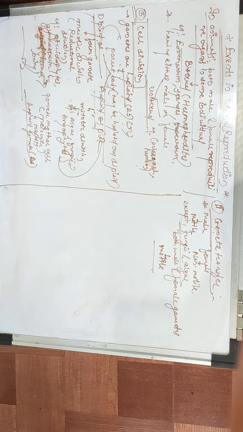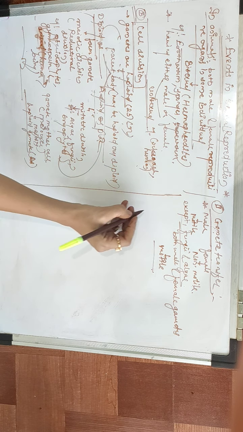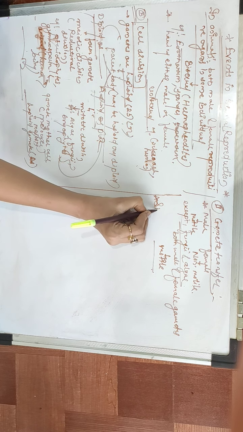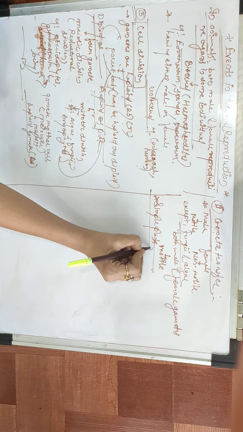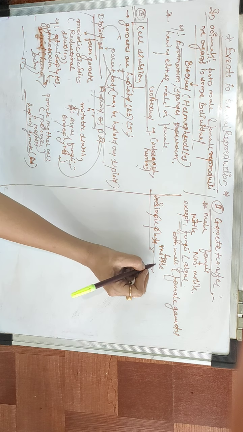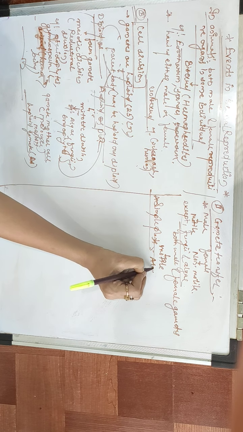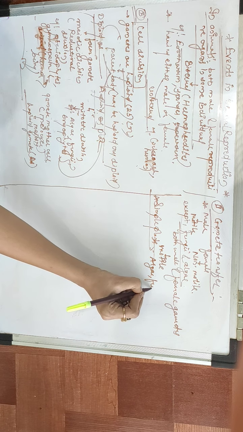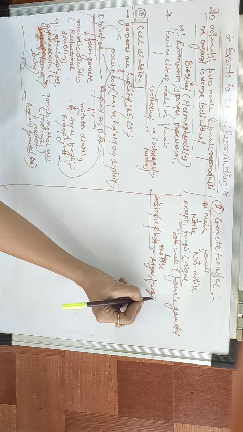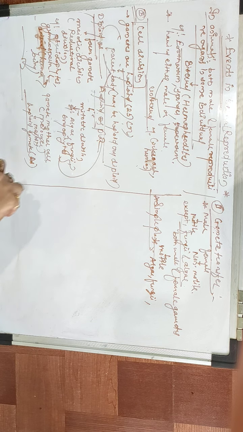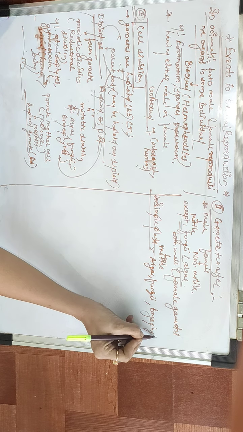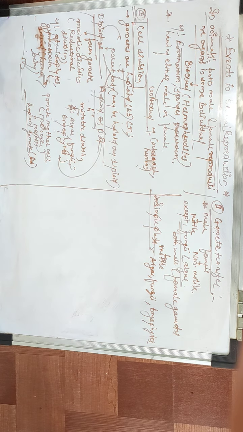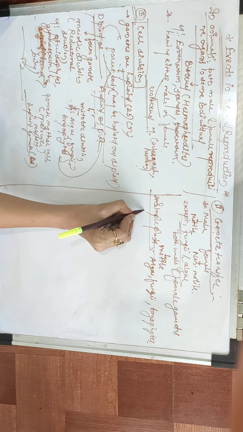Okay, now we are talking about simple plants. In simple plants we are taking the examples of algae, fungi, bryophytes, and pteridophytes.